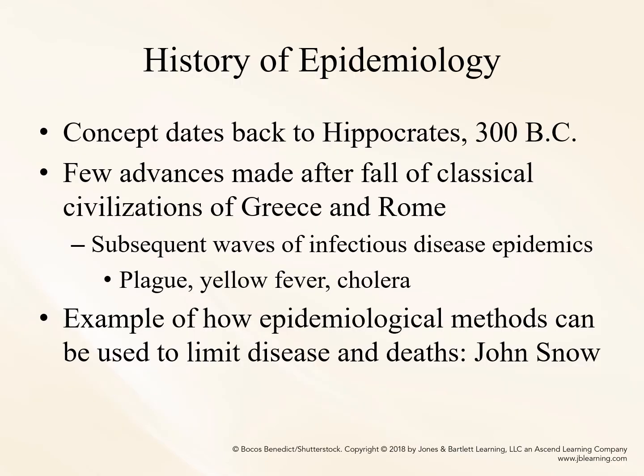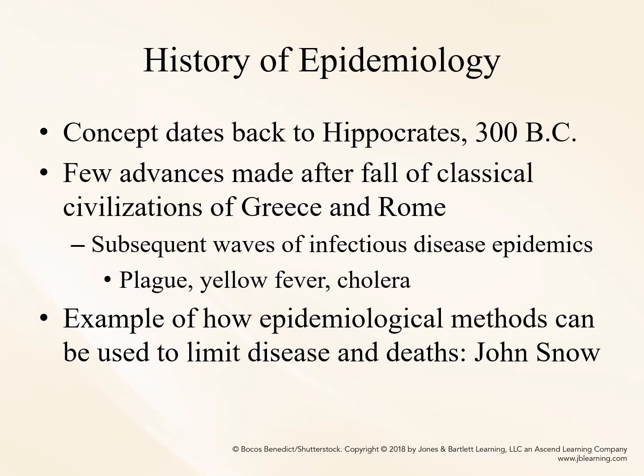When we talk about the history of epidemiology, the concept dates back to Hippocrates in 300 BC. Hippocrates is also known as the father of medicine, and even then he was suggesting a relationship between the occurrence of diseases and the physical environment. For example, he thought that cases of a disease that fit the description of what we now know to be malaria were found to occur near marshes and swamps. So he's already connecting what we call malaria now to an area where mosquitoes are prevalent.